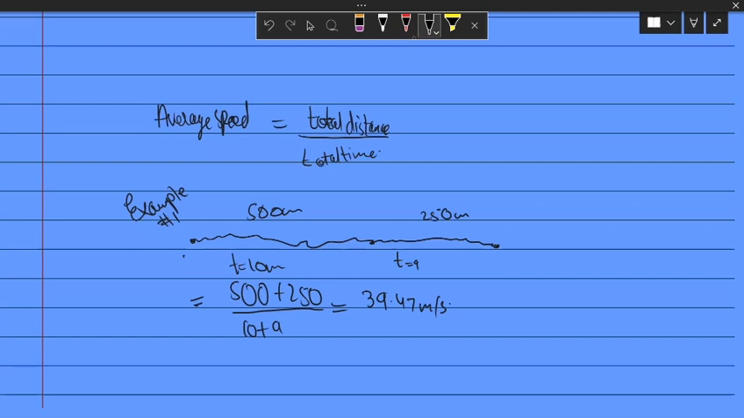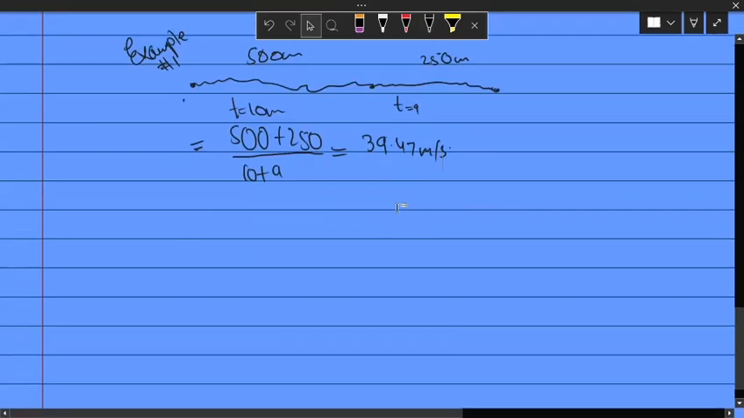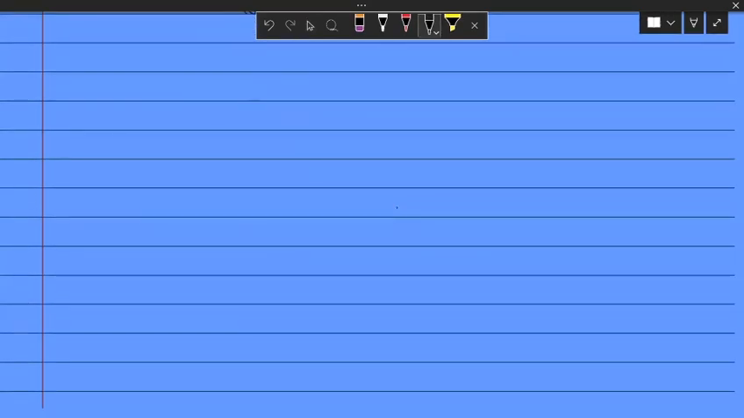Let's do one more example, and then we will move on to velocity, okay. And these are past paper questions, okay, so do not miss them. So example number 2 for average speed.